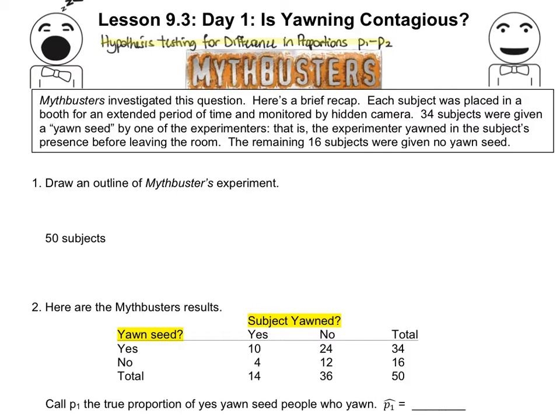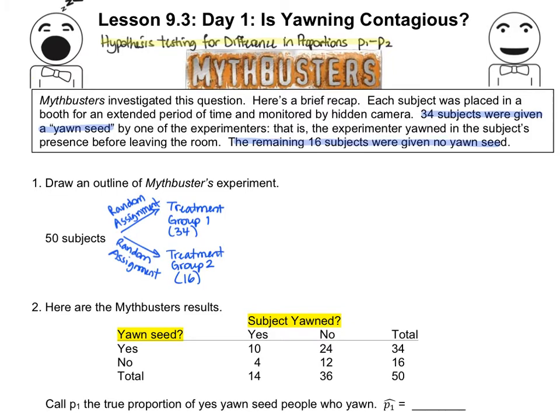So the first thing that we're going to do is start out with an outline of the Mythbusters experiment. We start out with 50 subjects and we randomly assign them to the two treatment groups. We're told in the verbiage of the question that 34 subjects were given a yawn seed and 16 were given no yawn seed. At the end of the experiment, they compared the proportion of yawns from the two different groups.